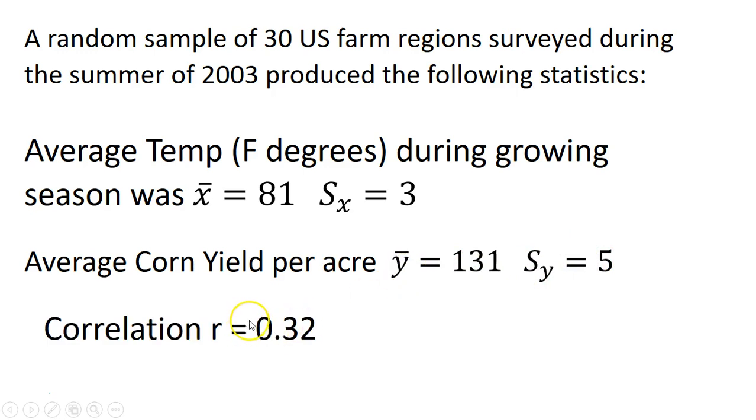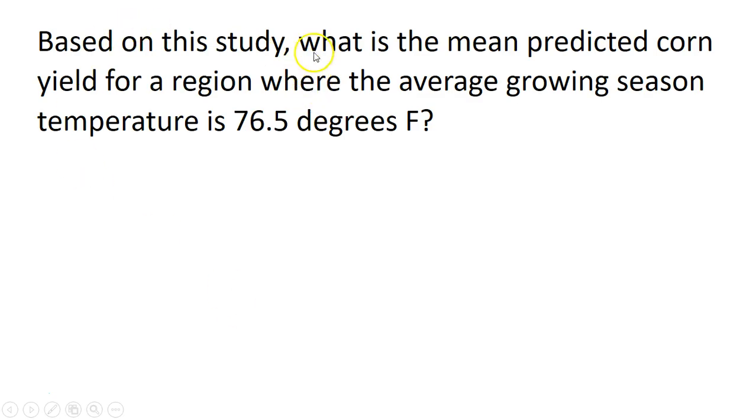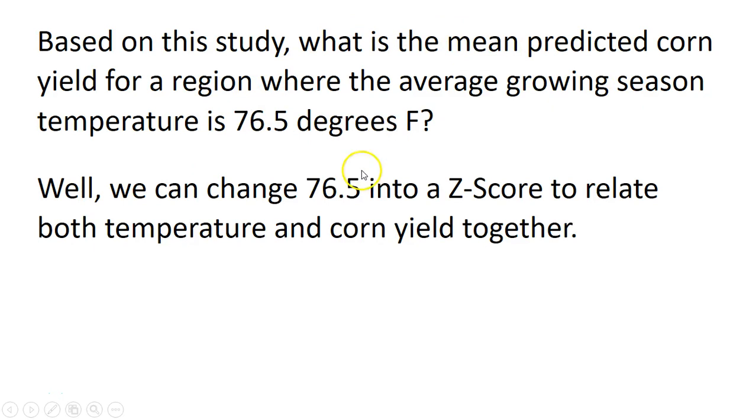Now, this is why I told you to remember that formula for slope, because now they're giving us the averages, and they didn't even give me the total points. And based on this study, what is the mean predicted corn yield for a region where the average growing season temperature is 76.5? Okay, well, we can change 76.5 into a z-score, because that's degrees, to relate to both temperature and the corn yield is what we're going to have to do.